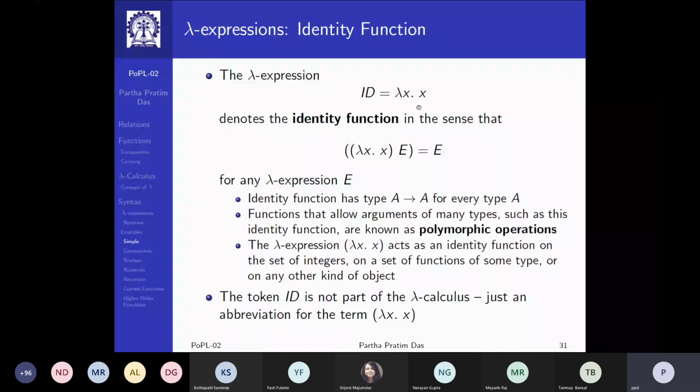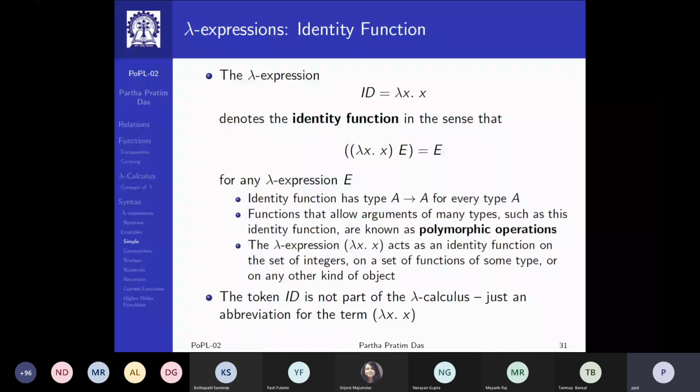So what will happen? What is ID? If I apply it on some lambda expression E, what will happen? It is lambda x dot x applied onto E. So x will be replaced by E, so you'll get E. So with this lambda expression, whatever it applies on, you will get back that. So this is called an identity function.